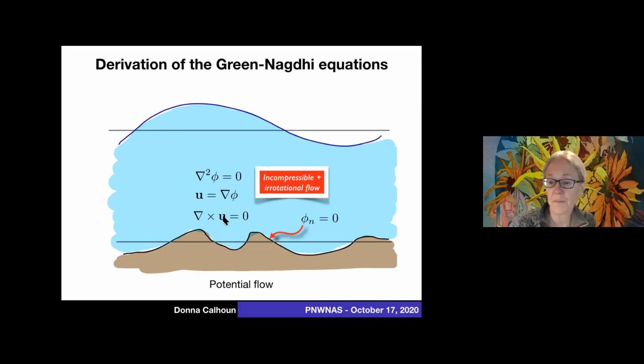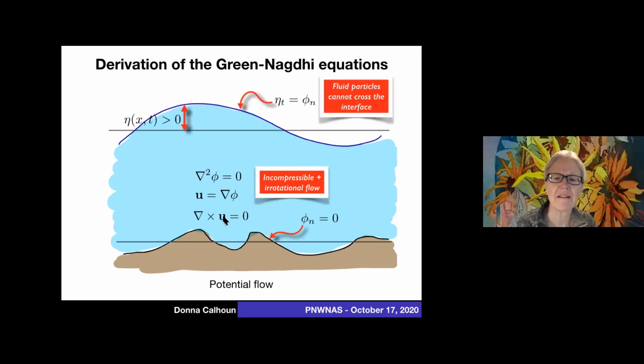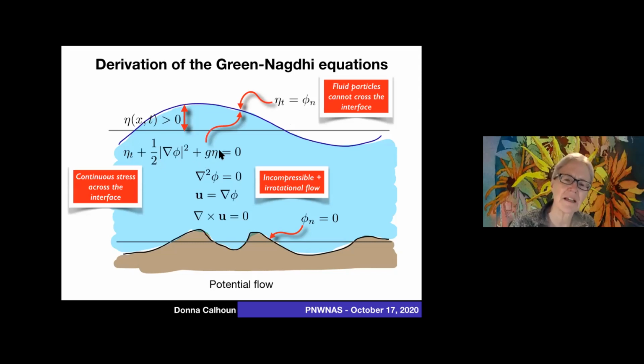So the potential satisfies, at the lower boundary, a no normal flow condition. At the upper boundary, we have this condition that fluid particles can't cross the interface. This is effectively a parameterization of the free surface eta. And then we have this equation that accounts for the inertial effects, this Bernoulli equation, so we have two conditions on this free surface. And this, of course, is the classic equation for free surface flow. And from this, we can derive the shallow water wave equations.